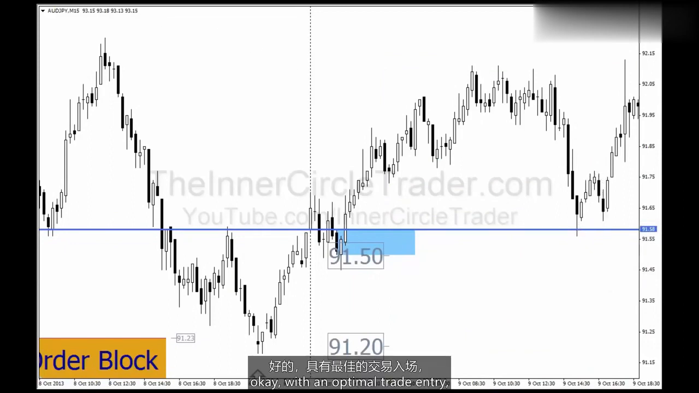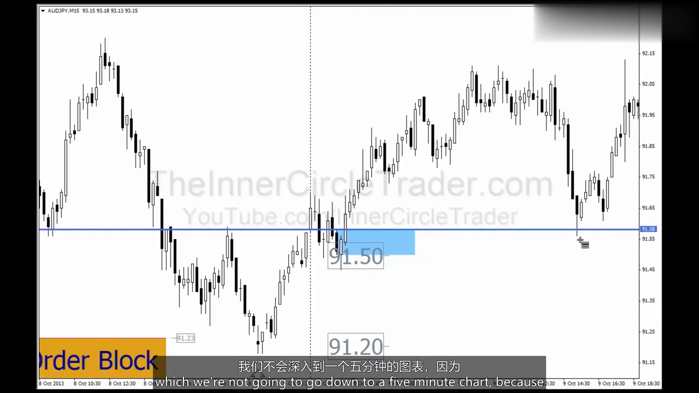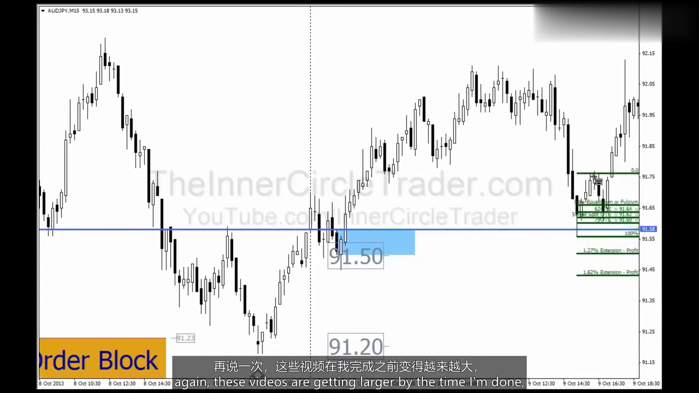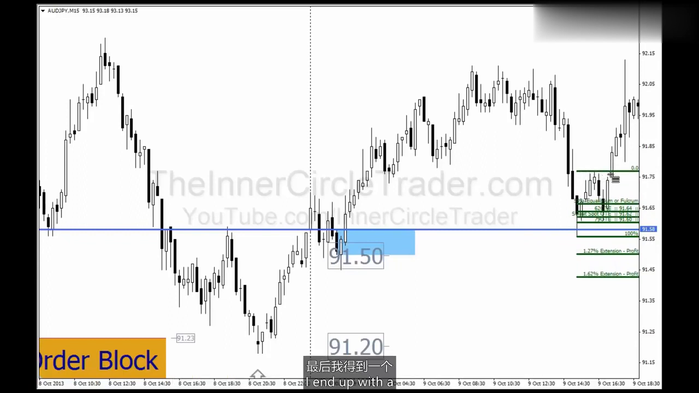If you drill down to a 5-minute chart, you can actually see that same event unfolding right here, with an optimal trade entry, which we're not going to go down to a 5-minute chart for because these videos are getting larger. You can see it goes right down to the 79% retracement level.